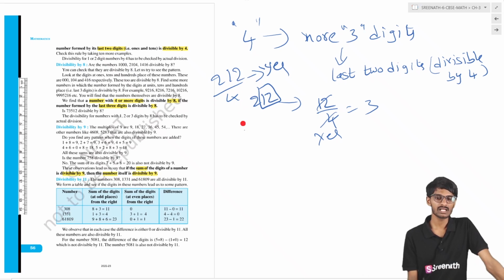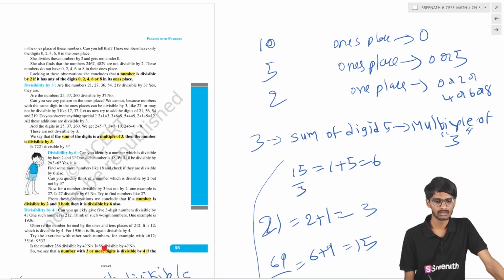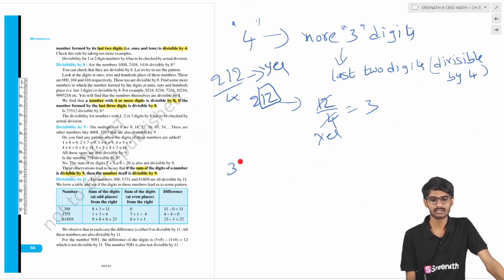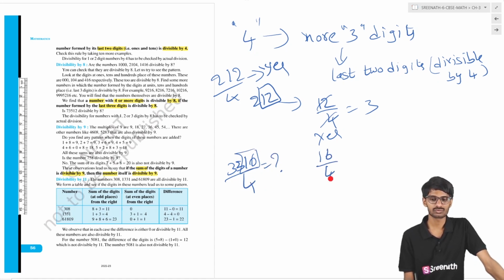And one more example, the example given in your textbook. 3516. We have to check whether it is divisible by 4 or not. For that, what are the last two digits? That is 16. You have to check it for 4. So 4 fours are 16. So that is yes, it is divisible by 4. Then 16 is divisible by 4, so 3516 is also divisible by 4. Yes, that is the thing.